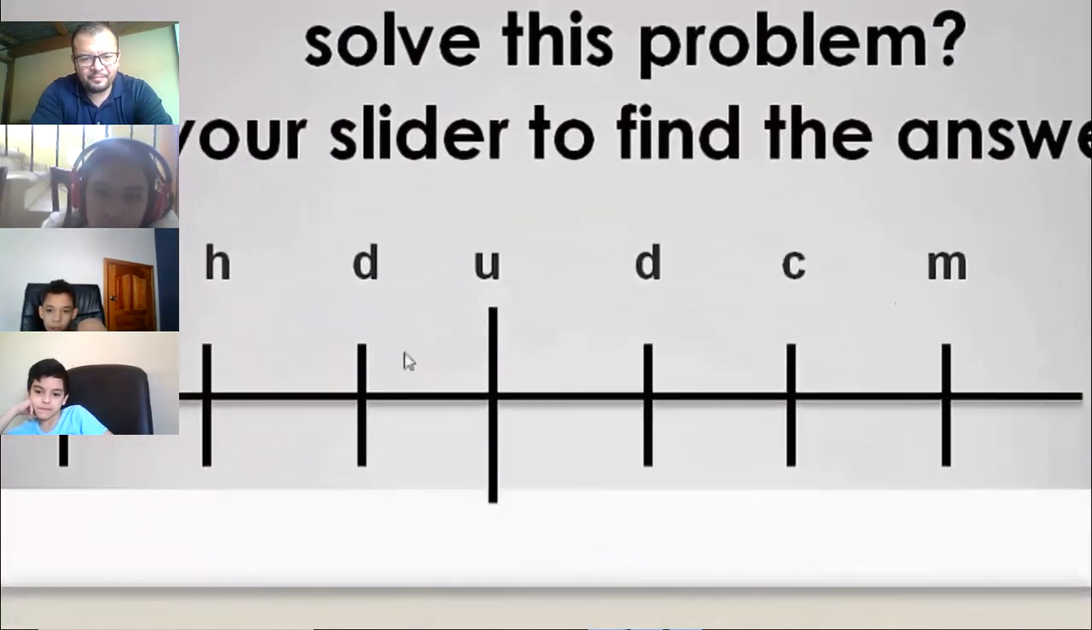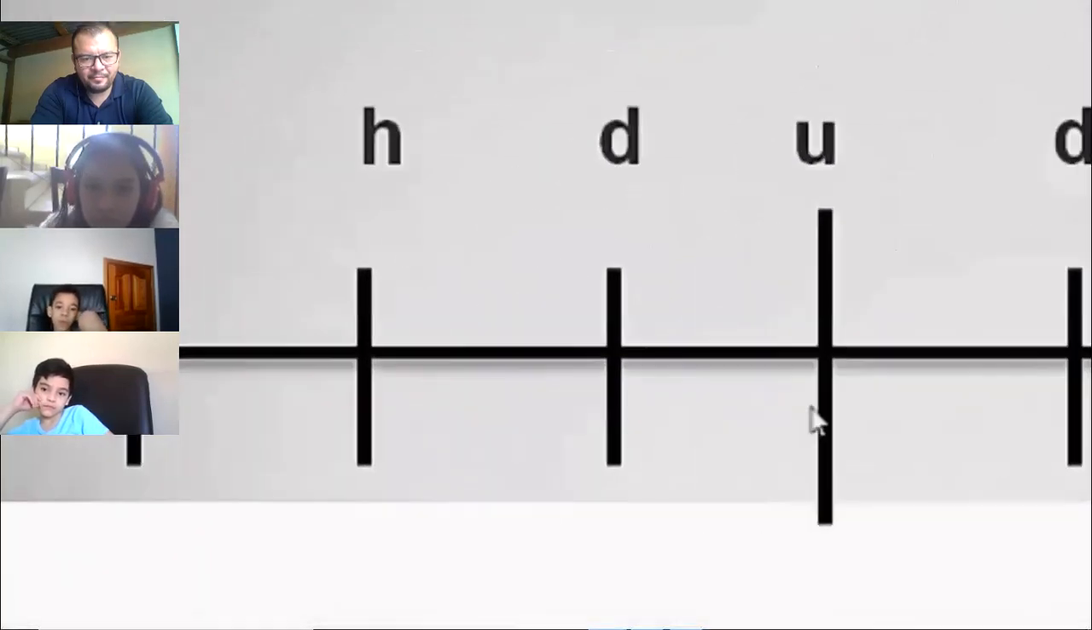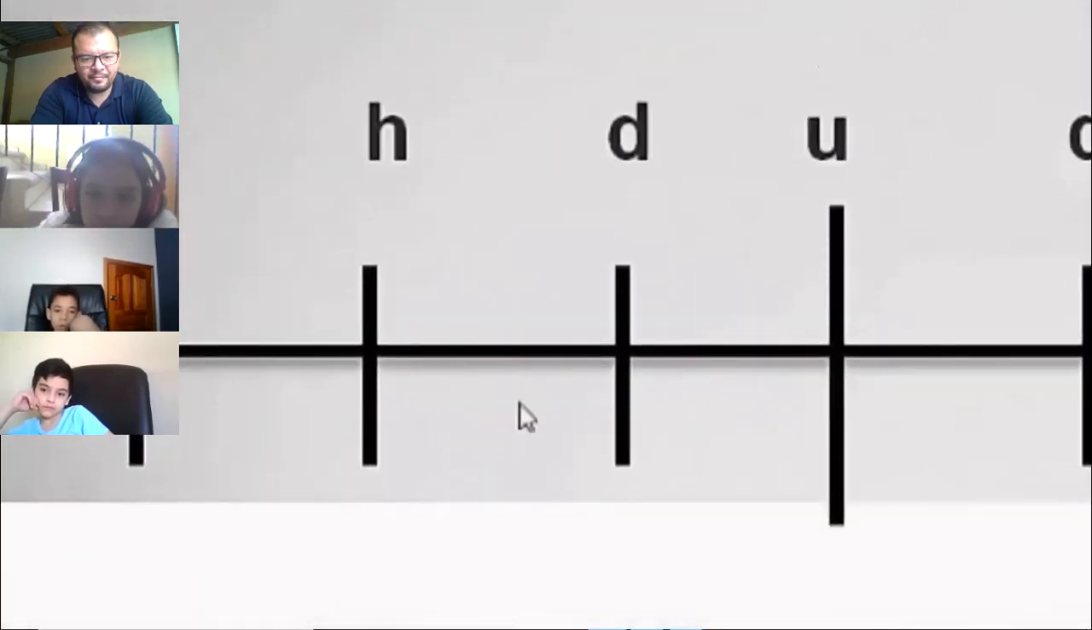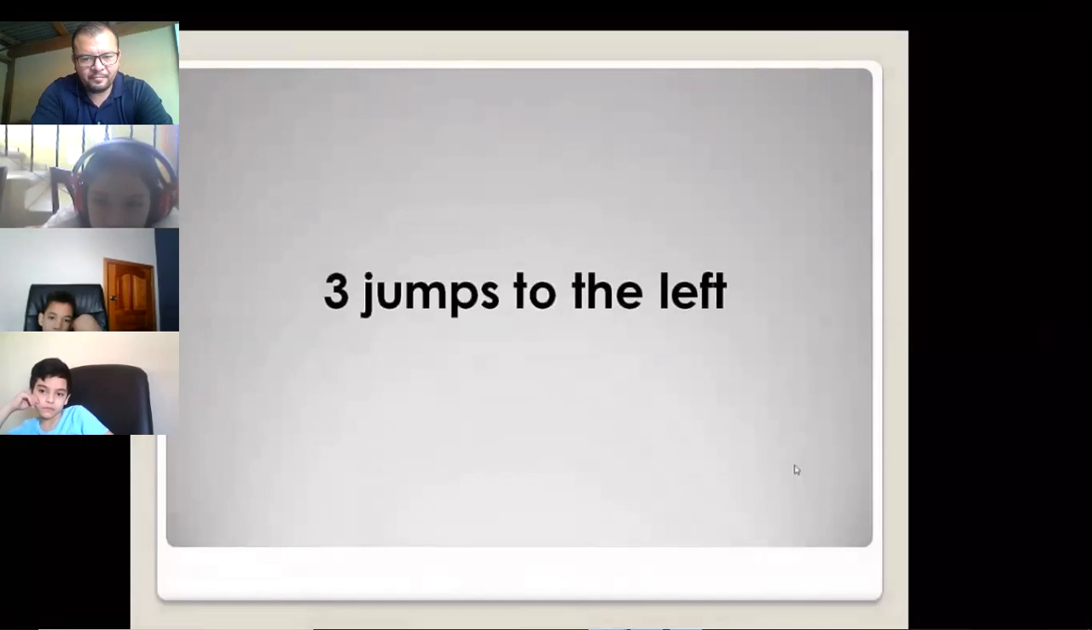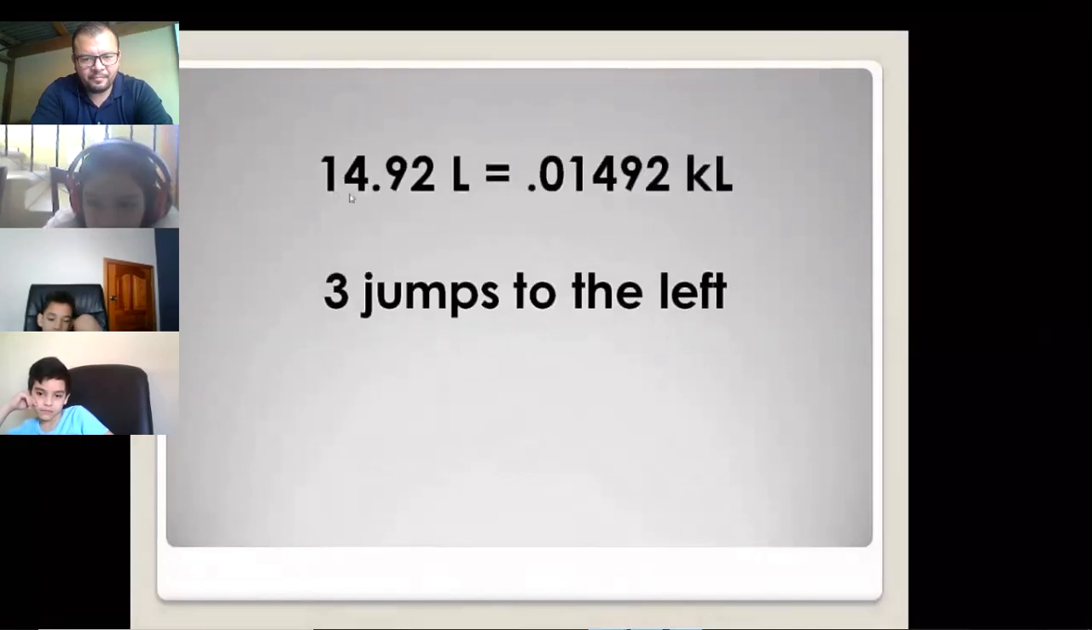Hopefully you did pause the tape because you're going to use your slider to find out the answer. We're going to start on liters. Now if you'll notice, none of these says L. Liter went under our units or our root word column. We're going to go from liters to kilo. So let's count. 1, 2, 3 to the left. And indeed, 3 jumps to the left. 14.92 liters becomes 0.01492 kiloliters.